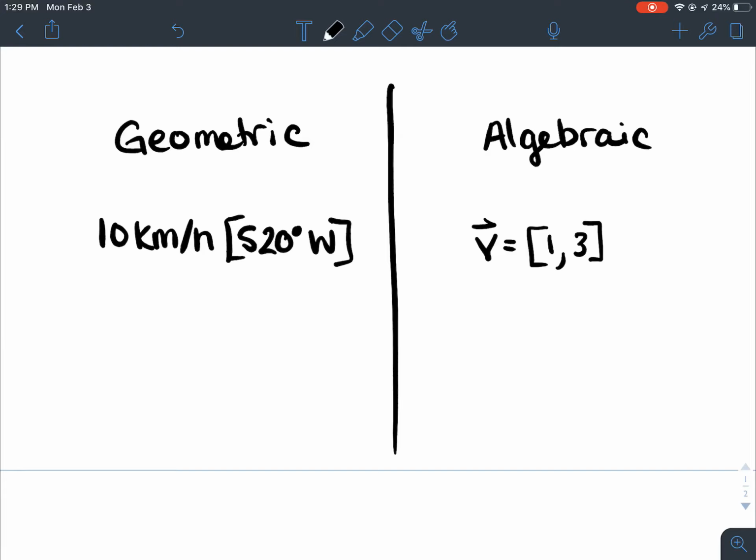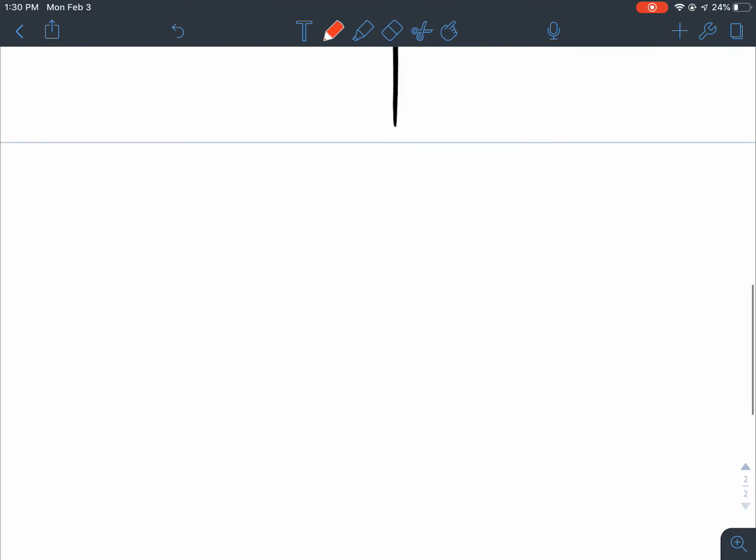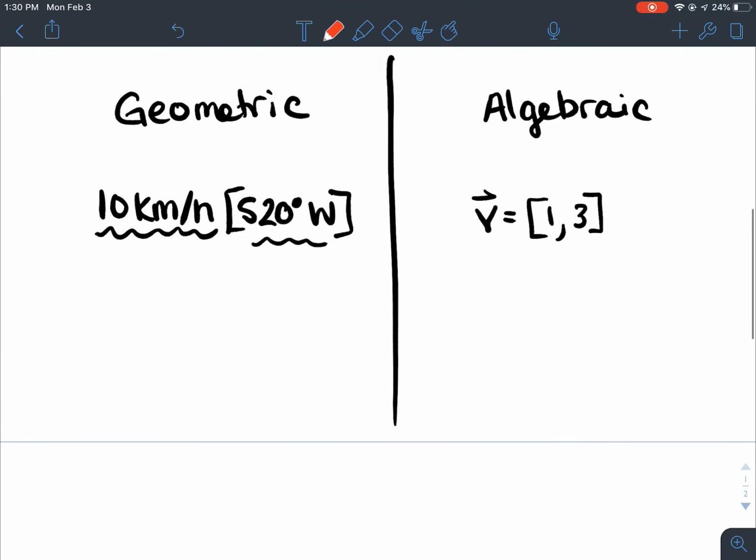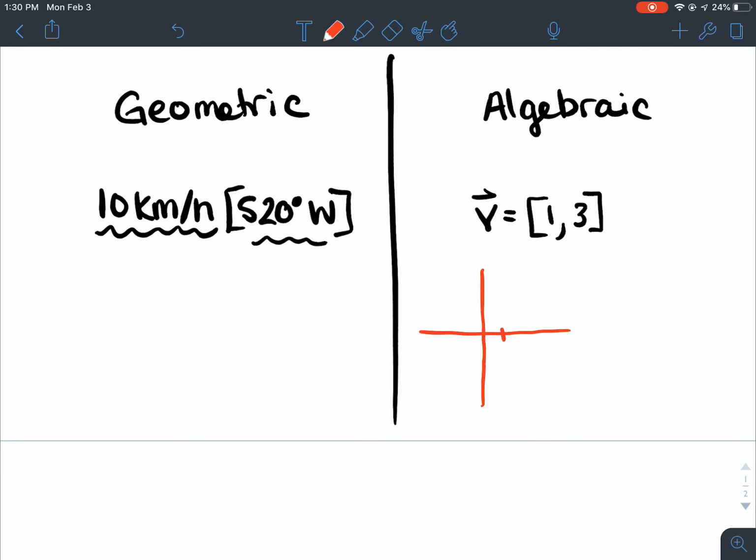Now, let's say we want to find the magnitude. Well, in our geometric vector, the magnitude is just 10. And there's our direction. Boom. But in an algebraic vector, we can't tell the magnitude right off the bat. We just know the location of it on a Cartesian plane. So if I sketched out where 1 and 3 happen, right here, I attach it to the origin, that's what my vector looks like.